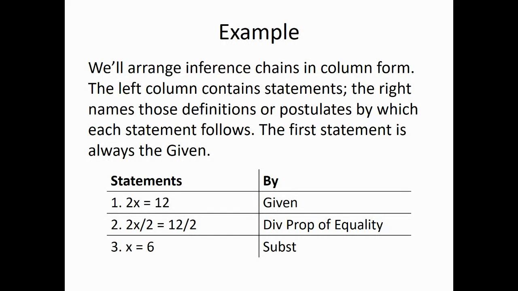It's 2x over 2 is equal to 12 over 2. Notice what we did. We took both sides of the equation in line number 1 and divided by 2. And that's simply the division property of equality, or just, if you like, just division. Okay, so line number 2 does follow, certainly, and what it follows by is the division property of equality. And then now look at line number 3, which says simply that x is equal to 6. And the question, of course, is how did we get here from previous lines? Well, 2x over 2 simplifies down to x, and 12 over 2 simplifies down to 6.